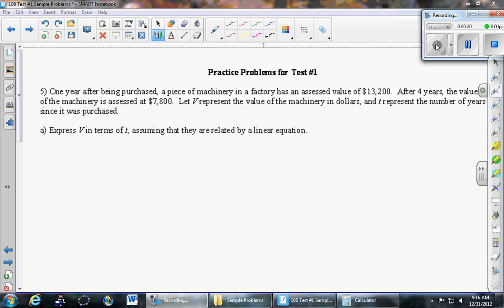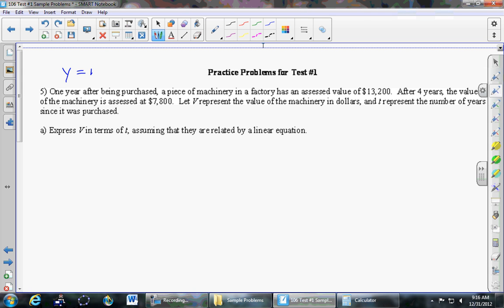So first thing I need to do is try to get back to basics. I'm looking for an mx plus b thing, but I've got unfamiliar letters here. I've got a V and I've got a T, and I have to figure out which one is which. In some order, they're x and y. Maybe it's that order, maybe it's the other order. The only hint that we give you in this problem is this phrase right here, V in terms of T. And there's a phrase that I've memorized: y in terms of x.